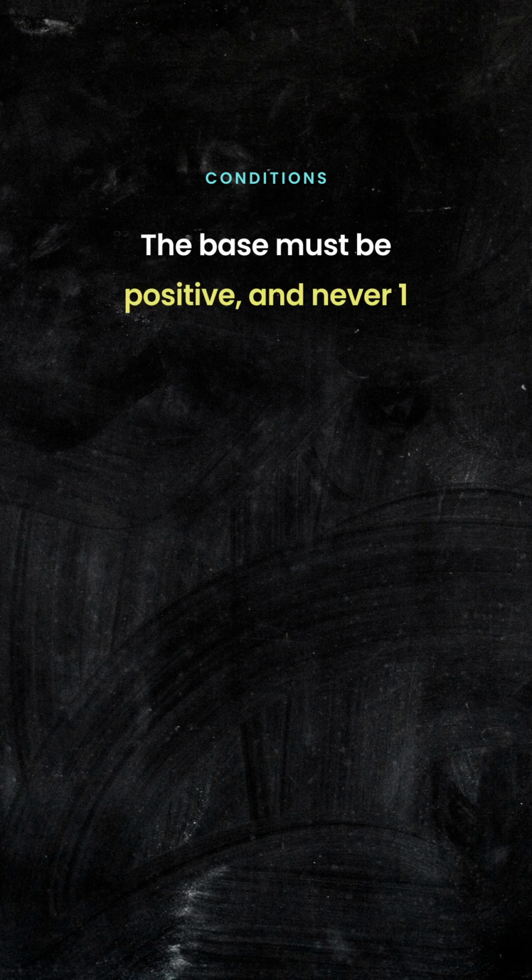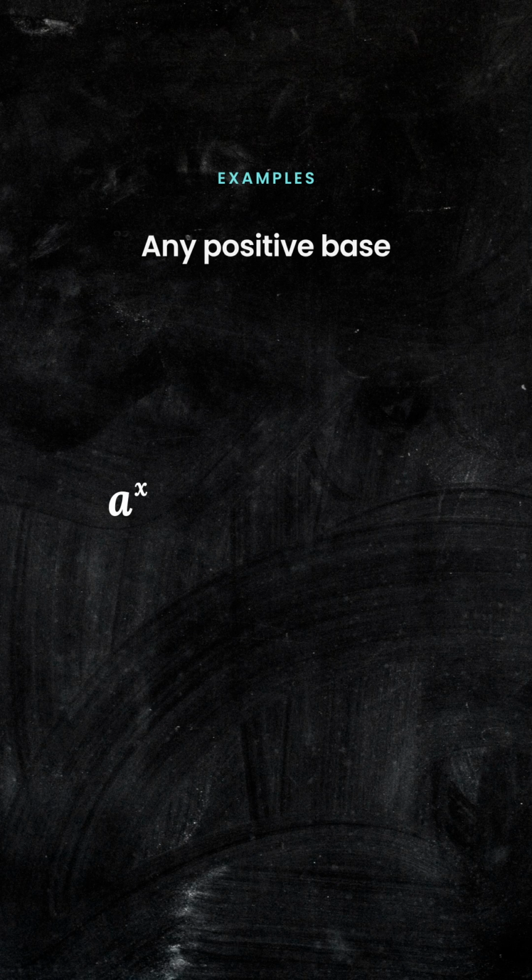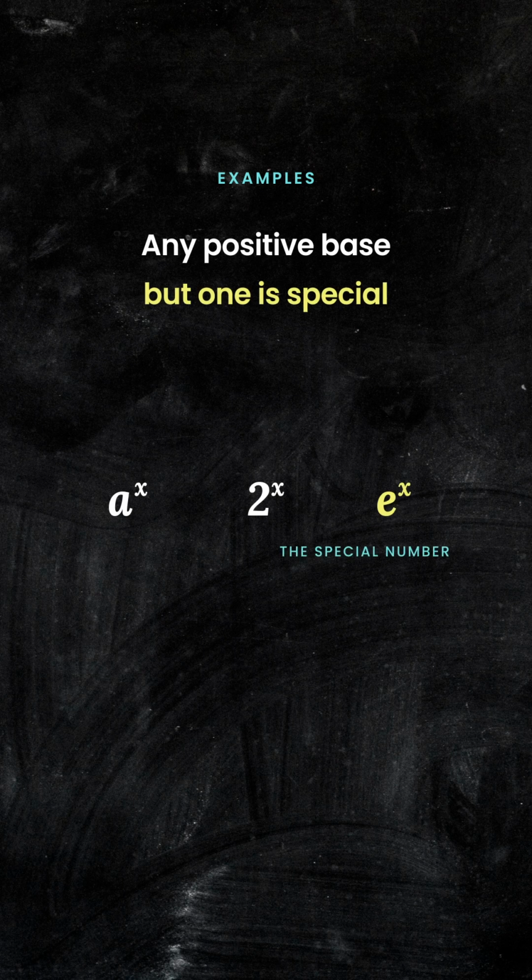We have conditions on the base that it be a positive number greater than 0 and not equal to 1. Because if it were 1, no matter what power we raise it to, it will stay 1. 1 to the power of any number equals 1. So we won't have an exponential function. For example, we have 8 to the power of x, an exponential function, 2 to the power of x, an exponential function, e, the special number, to the power of x, a special exponential function, and e equals 2.71.